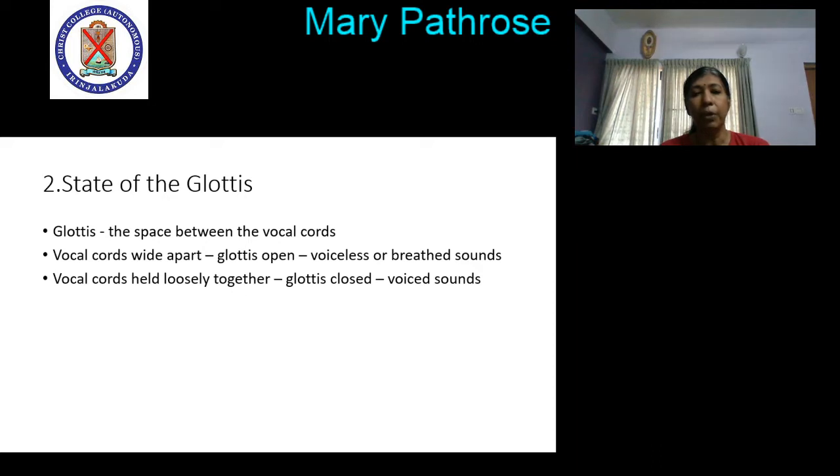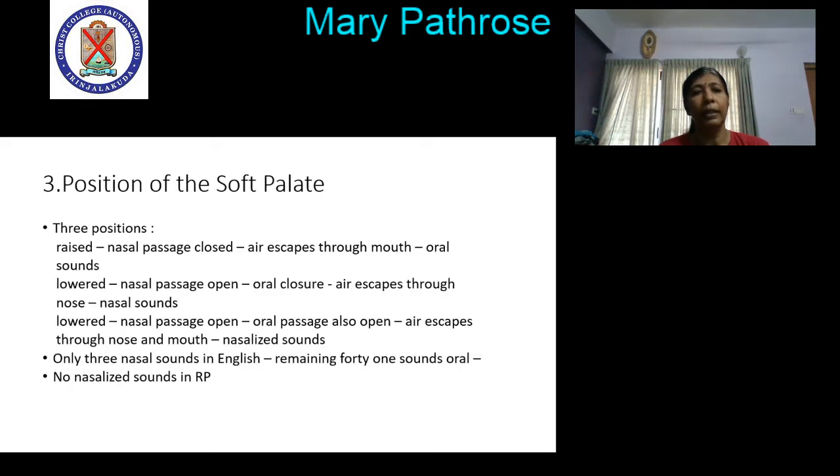When sounds are produced with the vocal cords held together loosely so that they vibrate, as a result we get what we call voiced sounds. That means these sounds are accompanied by that buzzing note called voice. The third criterion is the position of the soft palate.